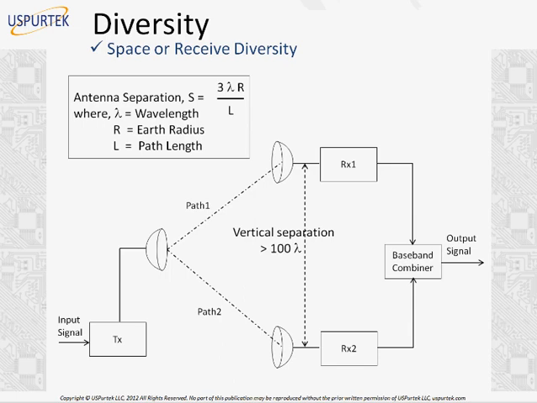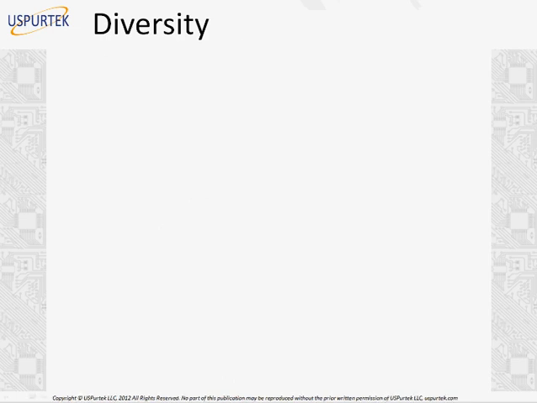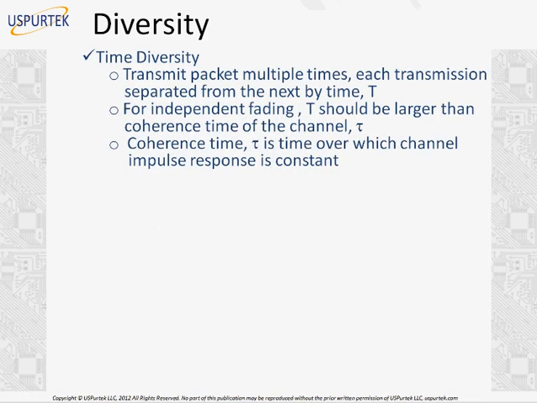So here you see the vertical separation, we are keeping 100 times lambda. And of course, they cannot be very close, they cannot be closer than half wavelength, but they can be wide apart. Here we are keeping them wide apart so that the signals can be received independently from two antennas to achieve space or receive diversity.